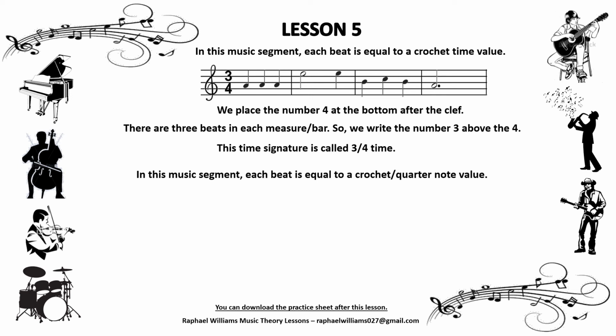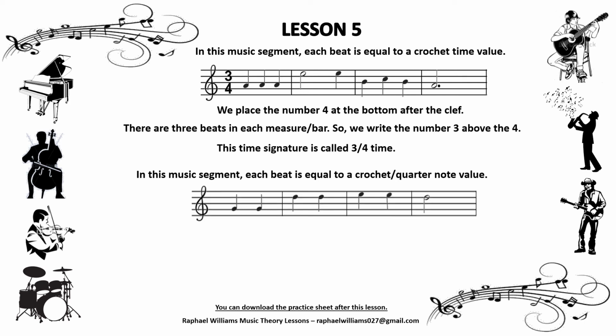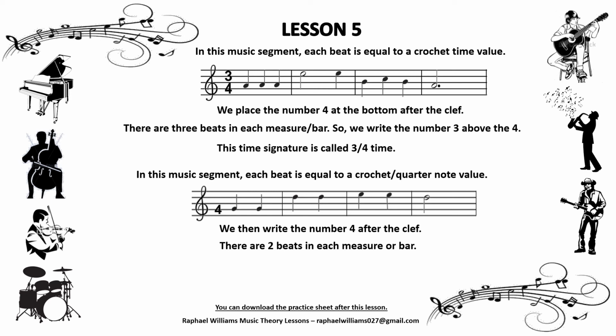In this next music segment, each beat once again is equal to a crotchet or quarter note value. We then write the number 4 after the clef. There are 2 beats in each measure or bar. We then write the number 2 above the 4. This time signature is referred to as 2/4 time.